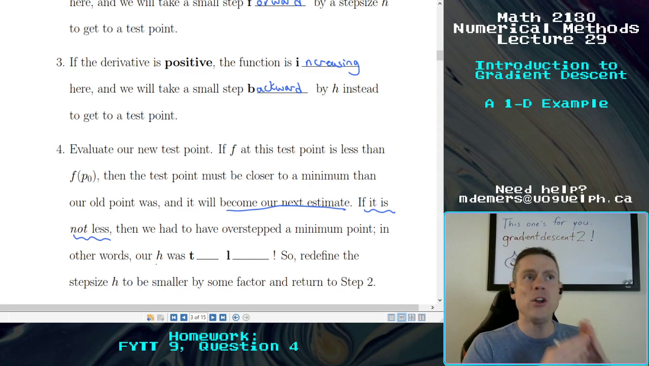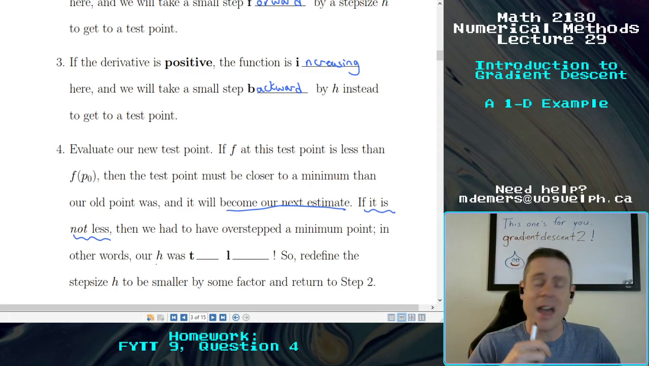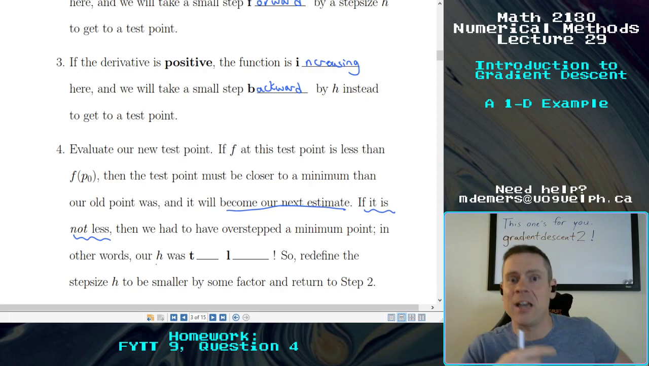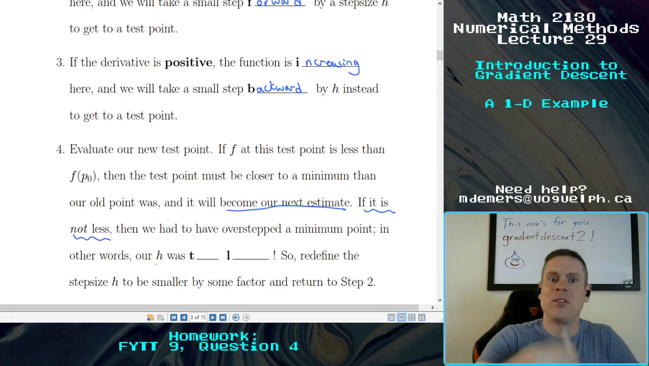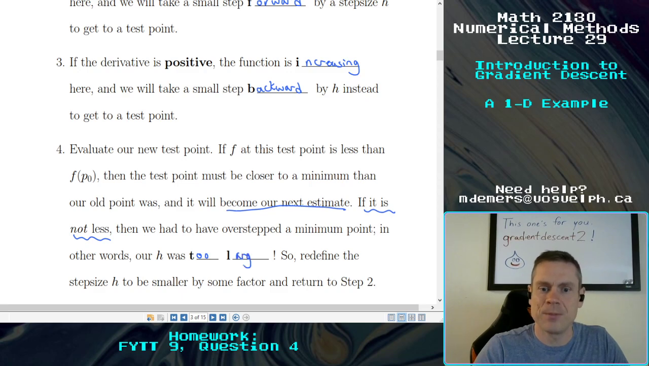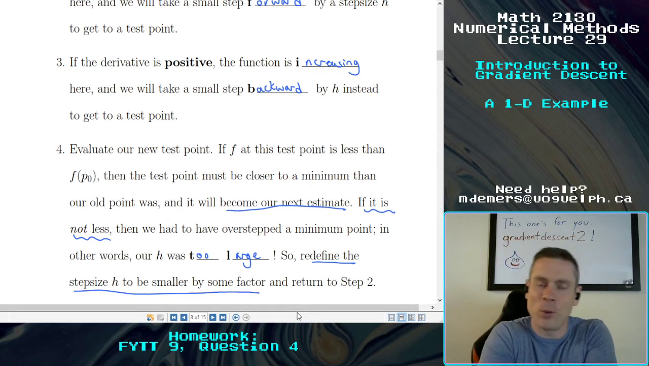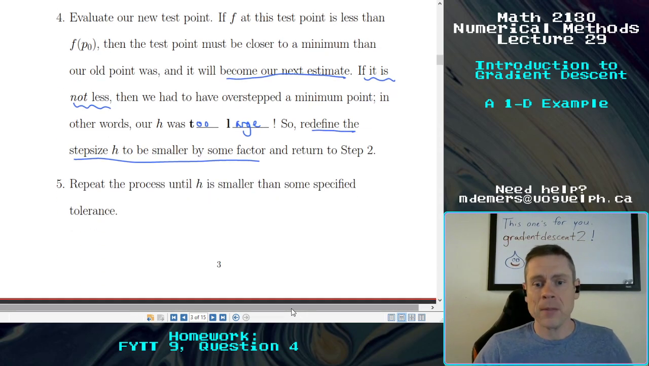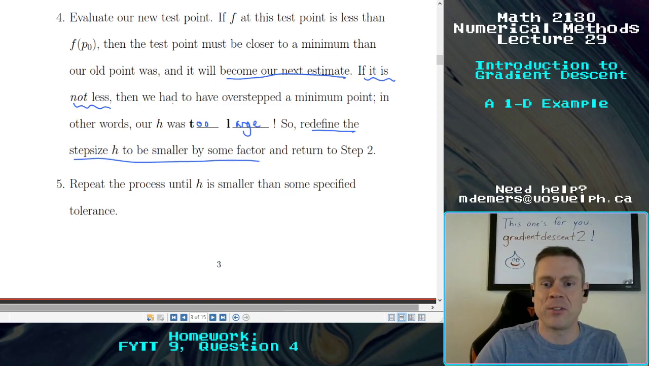well, we knew because of the derivative information that we had to be going in the right direction, so we must have just stepped too far, especially because our function was continuous and differentiable. It changed smoothly. So our h was too large. And so what you do is to redefine the step size h to be smaller by some factor. A simple way would be to cut it in half and then try again. And you repeat the process until h is smaller than some specified tolerance.